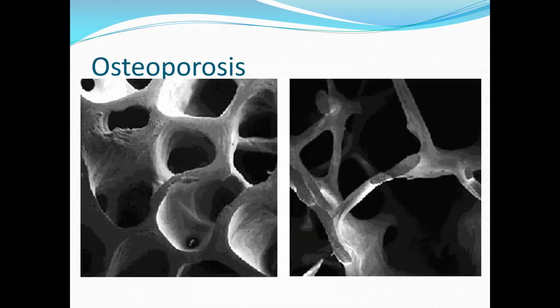You can see obviously on the left, a normal cross section of bone with some pretty symmetrical lamellae there, and then obviously on the right, very much thin. Very much thin on the right, much more brittle, obviously, and prone to fracture.